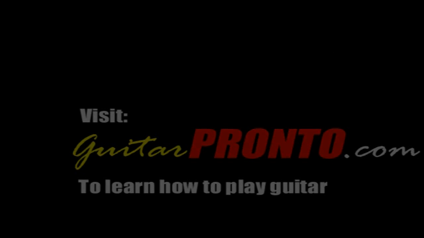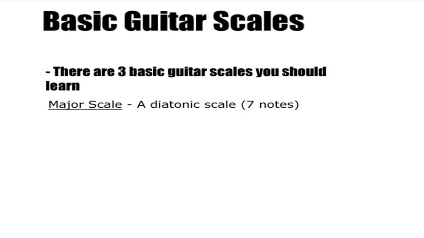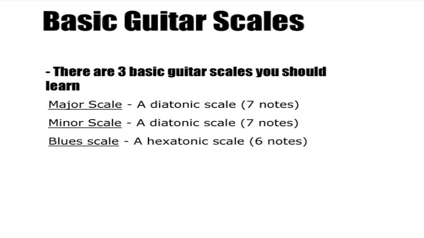We're going to be looking at the basic guitar scales that you need to learn as a beginner, and we'll be focusing on the minor scale. There are many different types of scales that you can learn. The three basic ones, however, are first of all the major scale, which is diatonic and has 7 notes, the minor scale, which is also diatonic and has 7 notes, and finally the blues scale, which is hexatonic and has 6 notes. There are many different places on the neck of the guitar that you can play these scales.